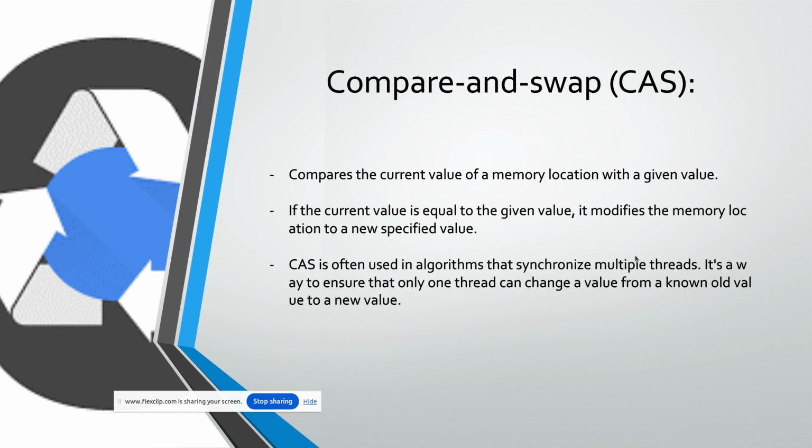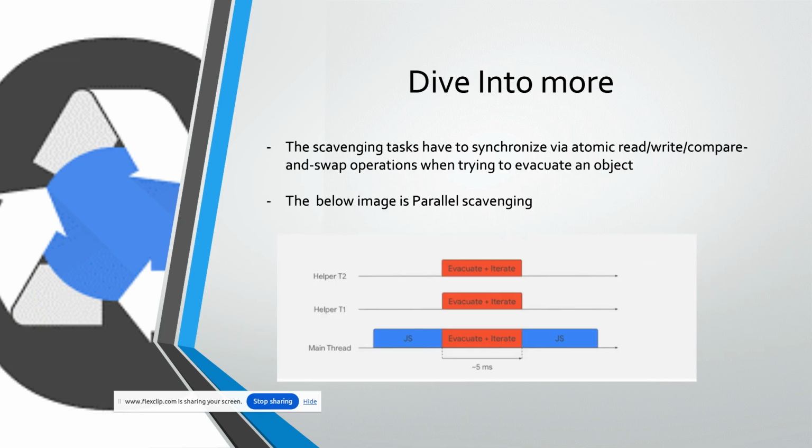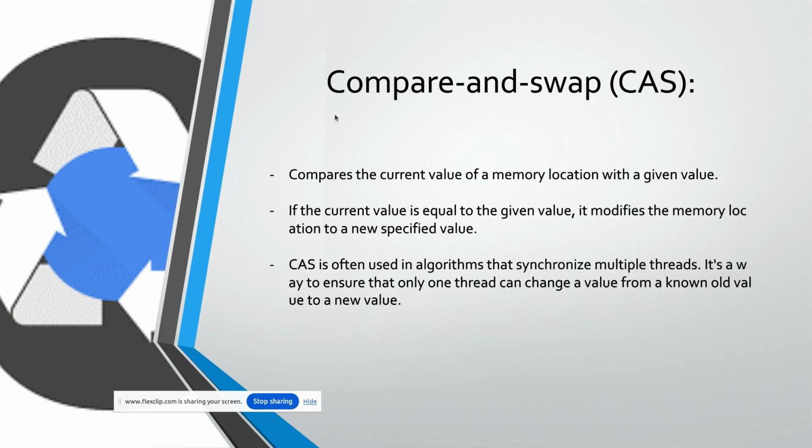So what is compare and swap? Compare and swap compares the current value of a memory location with a given value. If the current value is equal to the given value, it modifies the memory location to the new specified value.